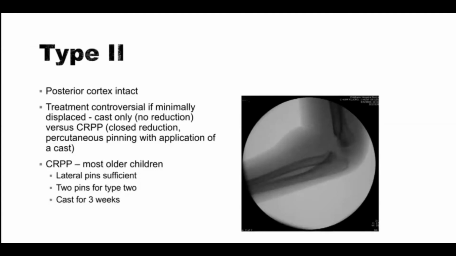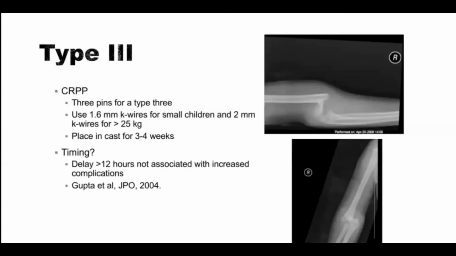So I think the jury is still out on exactly, and there may be some center dependent factors there as well. So type 3, not so controversial at all in terms of its treatment. Everyone would really get a closed reduction and pinning, or possibly an open reduction if a satisfactory reduction can't be done via closed means. And the size of wire, there's a paper from Boston about what size to use, but 1.6 or 2 millimeter wires generally for most patients, and then placed in a cast for 3 to 4 weeks.